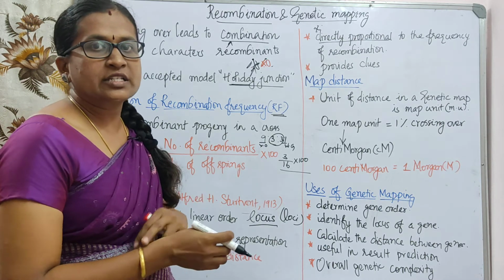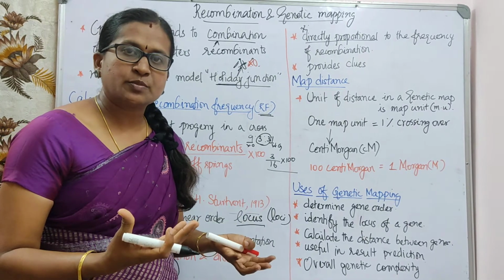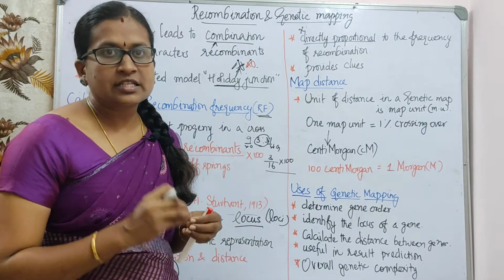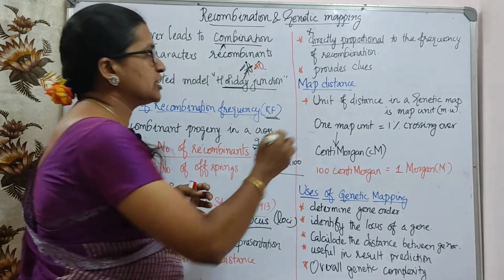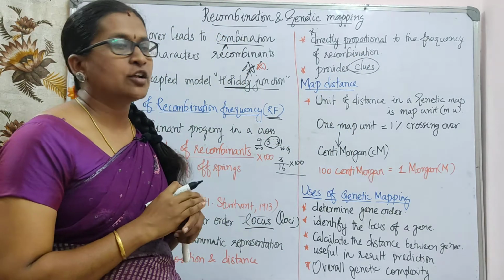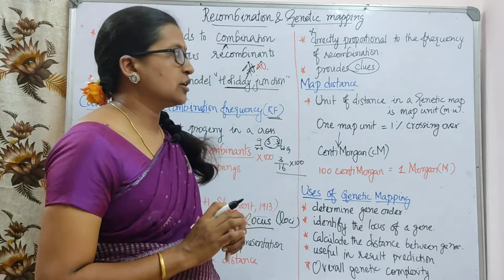We can tell that our skin color is wheat color. Can we tell where the gene for the color is present? That thing is identified using this gene mapping. So hence it provides clues where particular genes are located. And next is map distance.